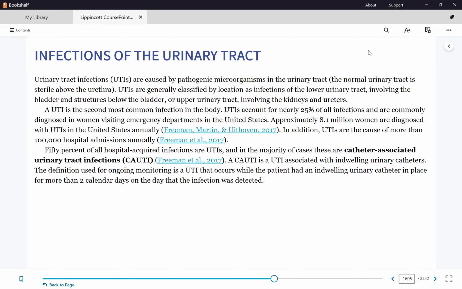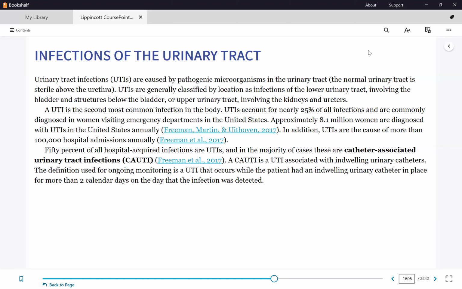UTIs. There are two different kinds. So we can have uncomplicated and we also have complicated UTIs. Then there's a third, which are catheter-associated urinary tract infections. But in any case, these are all caused by pathogens. So there's an organism, a causative organism involved, and they cause the disorder.